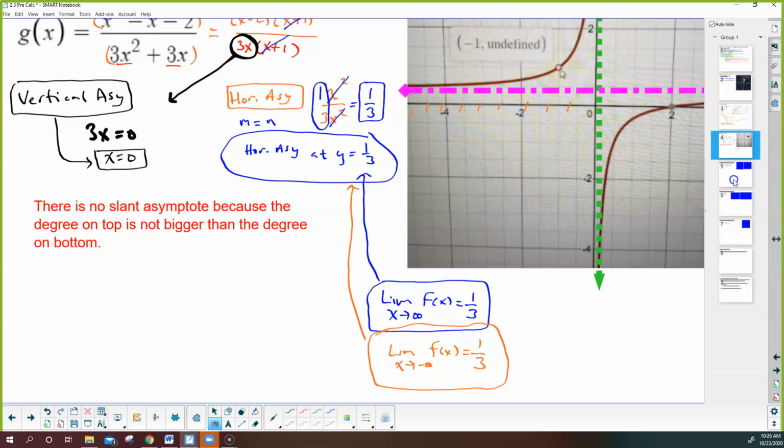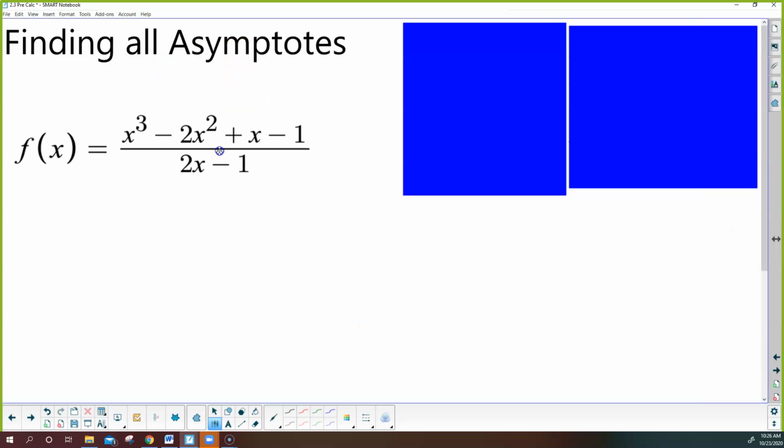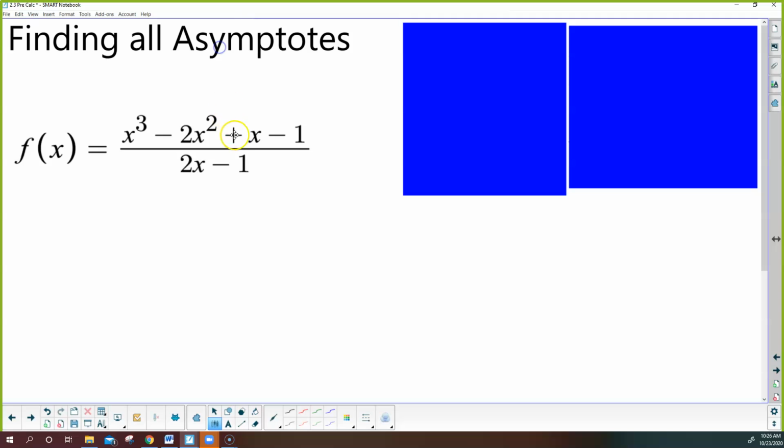All right, so now our goal is to show you some different types of things that may work out or may not. There are some tricky things to these, and that's the goal with today, to introduce you to some of those tricks, but use the process of vertical, horizontal, and slant asymptotes.